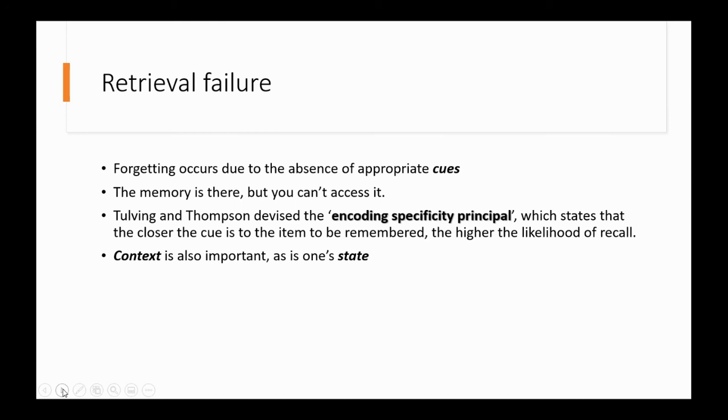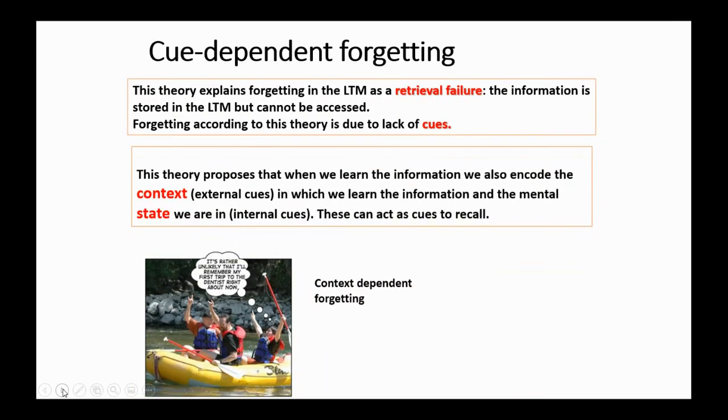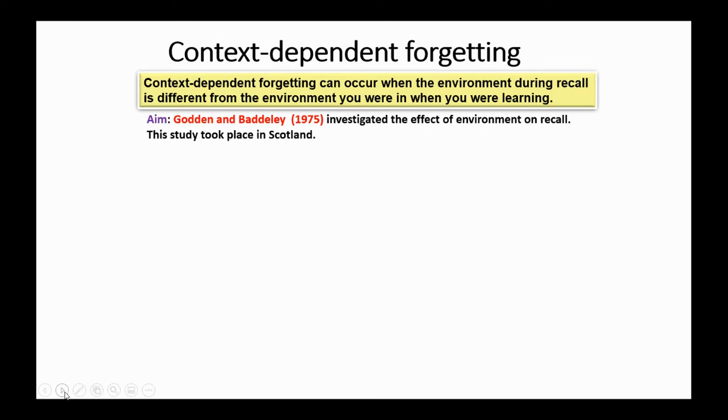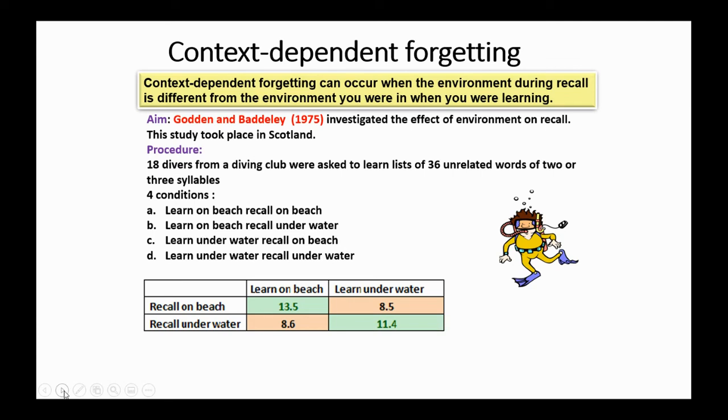And we look at cues in terms of context and also state. So cue-dependent forgetting is looking at retrieval failure and looking at how cues can help us recall information. These can be context cues, so external cues, and also cues about the mental state we're in, so these are internal cues. So we can look at context and state-dependent forgetting. Godden and Baddeley, the diver study, looked at context-dependent forgetting. And remember, no names on the spec, you just need to know what they did.